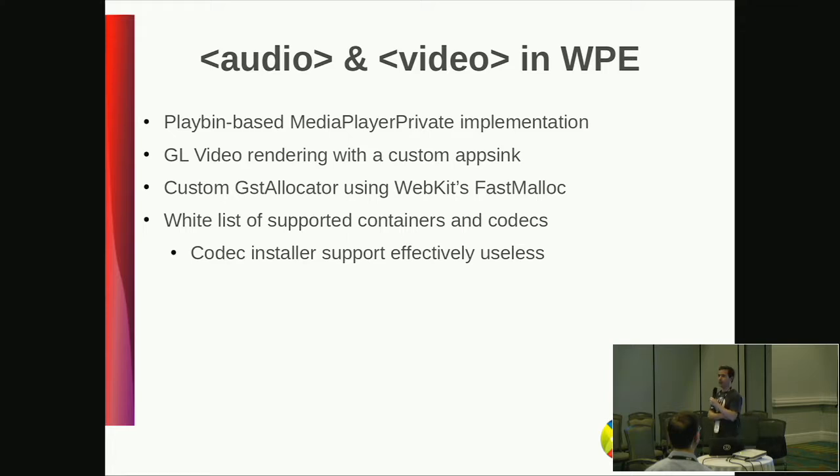In WebKit, there's a library called FastMalloc, which provides the equivalent of the malloc infrastructure, but it's specific to WebKit, so we had to integrate that in a custom allocator. And then for supporting codecs, we had to build a whitelist of codecs that we know work well. That's actually useful for the MediaCapabilities backend, which I'll talk about in just a few minutes.